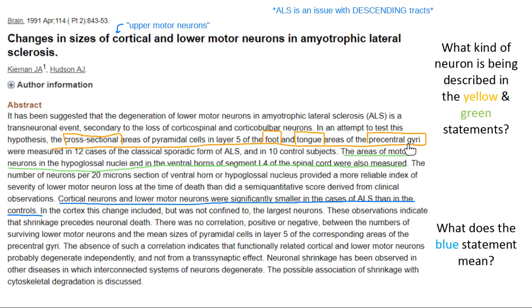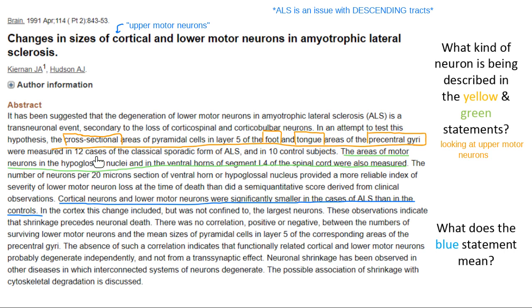When we talk about the precentral gyrus, Audrey mentioned that's where the motor homunculus is. When we're talking about the precentral gyrus, is that going to be the location of upper motor neurons or lower motor neurons? Who would live in the precentral gyrus? Yeah, exactly. The precentral gyrus is where upper motor neurons live. So when we talk about what this statement in yellow means, the statement in yellow is talking about they're looking at upper motor neurons.